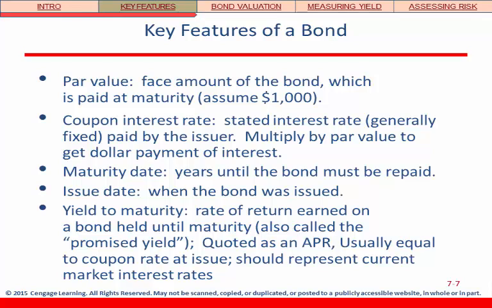The maturity date is going to be your end value here on your calculator, and it's the number of years until the bond must be repaid. The issue date is just going to tell you when the bond first came out.